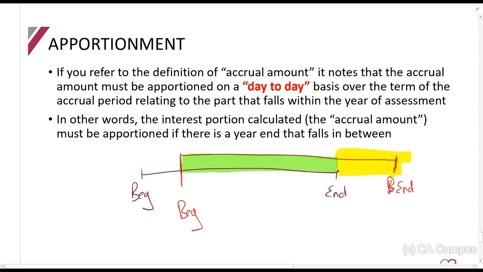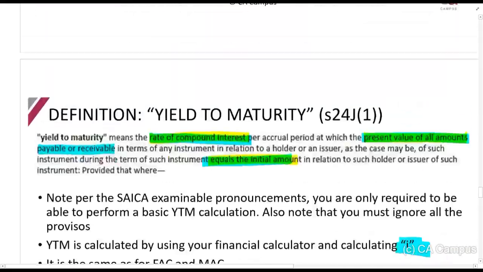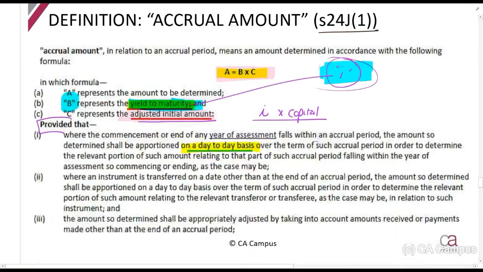All I want you to see at this point in time is that when we looked at the definition of an accrual amount, they told us that if we have to apportion it, we have to do it on a day-to-day basis. If you look at the definition of accrual amount, it tells you over here that it will be apportioned on a day-to-day basis.